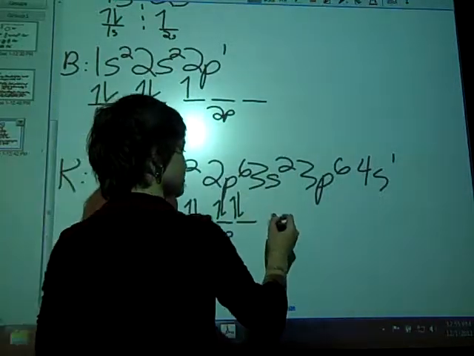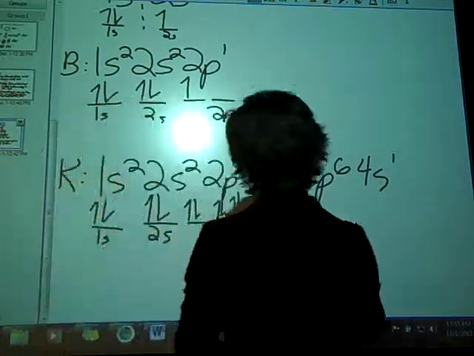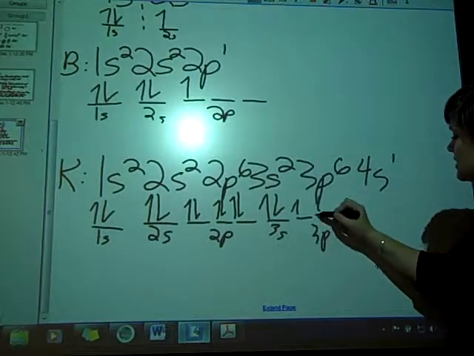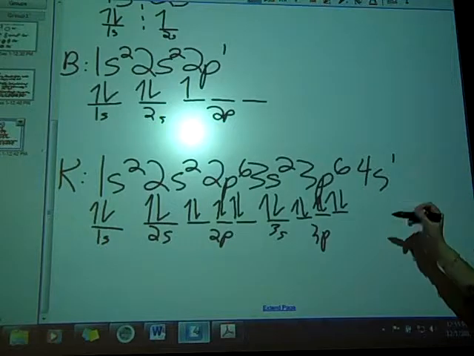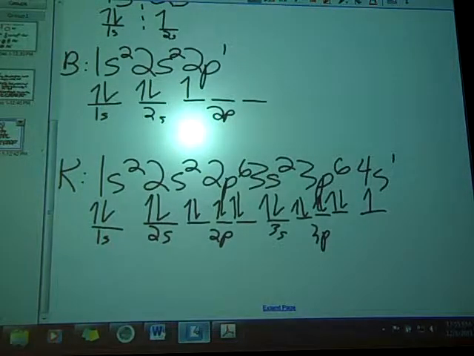Onto the 3s, it's still an s. 1 blank, 2 electrons. 3p, 1, 2, 3, 6 electrons. 4s, 1 blank, 1 electron. So there you have it. This is the basic format for electron configurations. In the next video, I will go on to D's and F's. See you then.